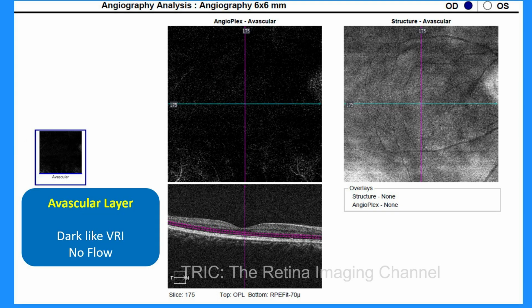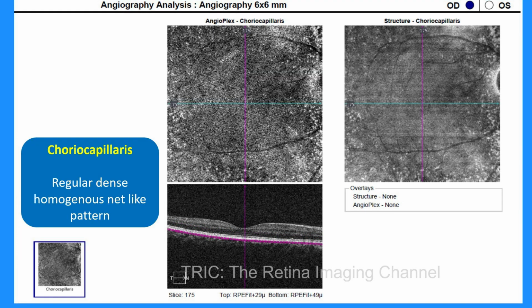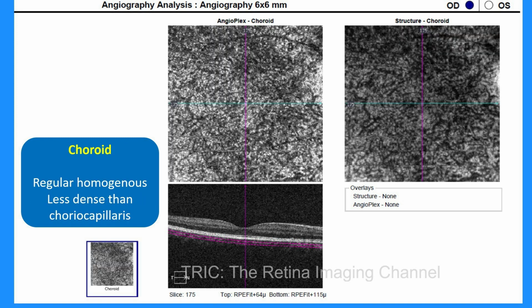Avascular layer is the area of retina which is similar to VRI or vitreoretinal interface because it doesn't have any blood flow. ORCC means outer retina to choriocapillaries. This has a regular homogeneous net-like pattern. Choriocapillaries has a regular dense homogeneous net-like pattern similar to ORCC, but it is a little denser than ORCC. Finally, the choroid has a regular homogeneous, less dense pattern than choriocapillaries.